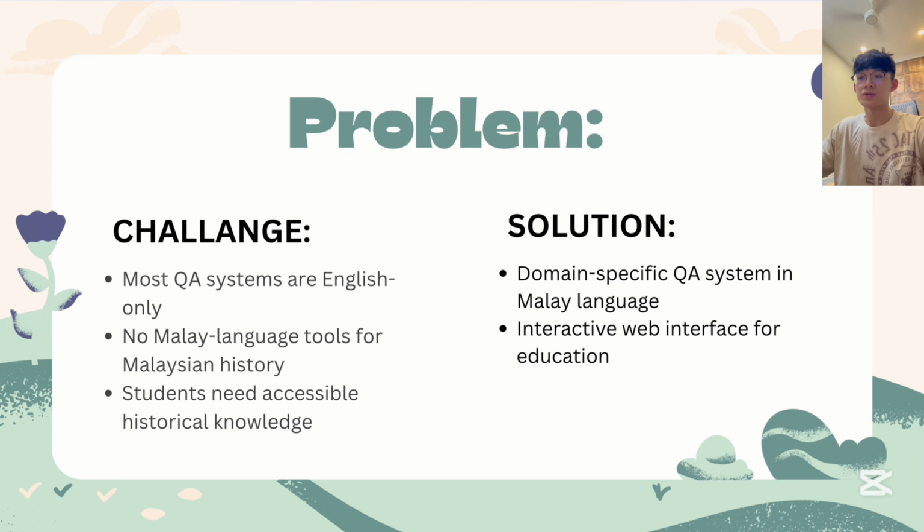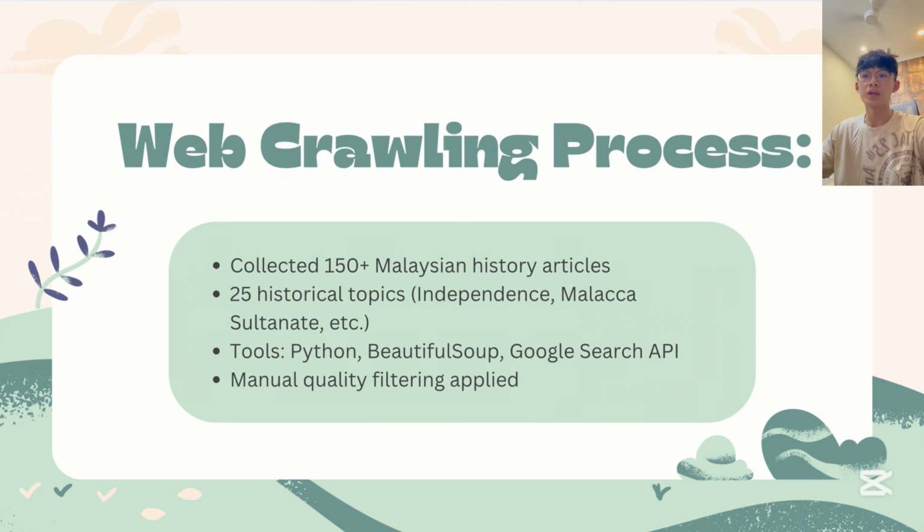The problem we tackle is clear: most QA systems only work in English, but Malaysian students need to learn history in the Malay language. There is a lack of domain-specific tools for Malaysian history education. So we built the first specialized QA system for Malaysian history using the Malay language with an interactive web interface. Let's move to the phase of how we prepare this system.